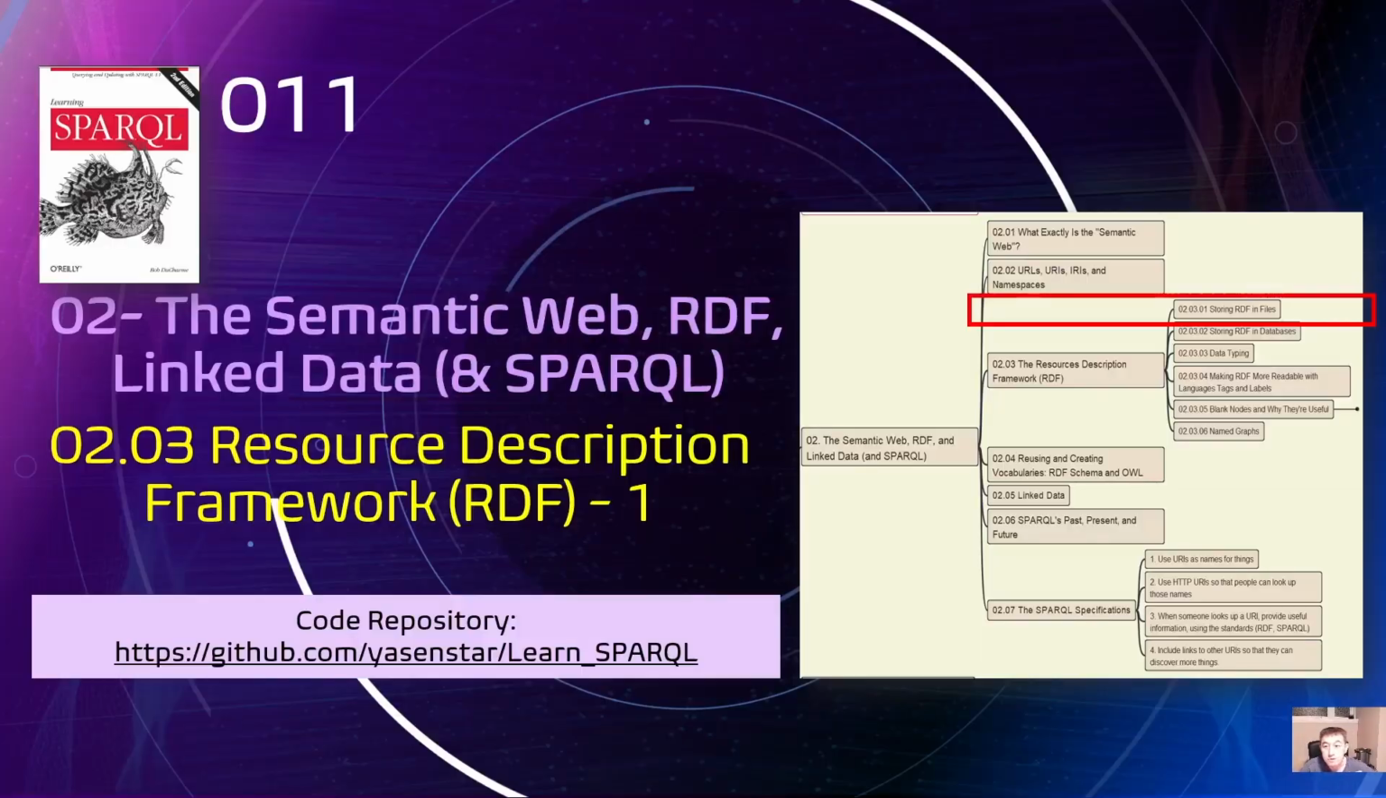Welcome back. In this video we continue learning SPARQL in the second chapter, the key concepts. We already discussed the basics, what the semantic web is exactly, and in the last video we talked about the different identifiers: URL, URI, IRI. And between URL and URI, we also have URN. So hopefully you have a clear distinction between those identifiers.